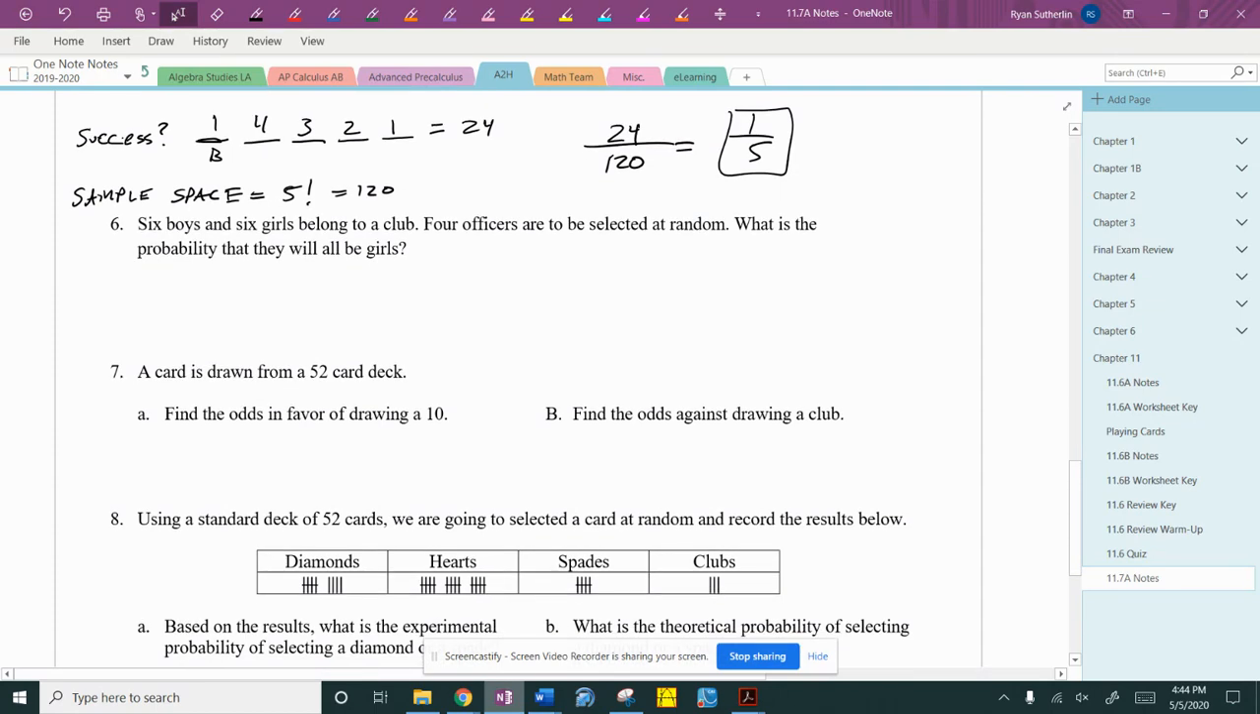6 boys and 6 girls belong to a club, 4 officers being selected at random. What's the probability they will be all girls? So similar to a problem we've done earlier.